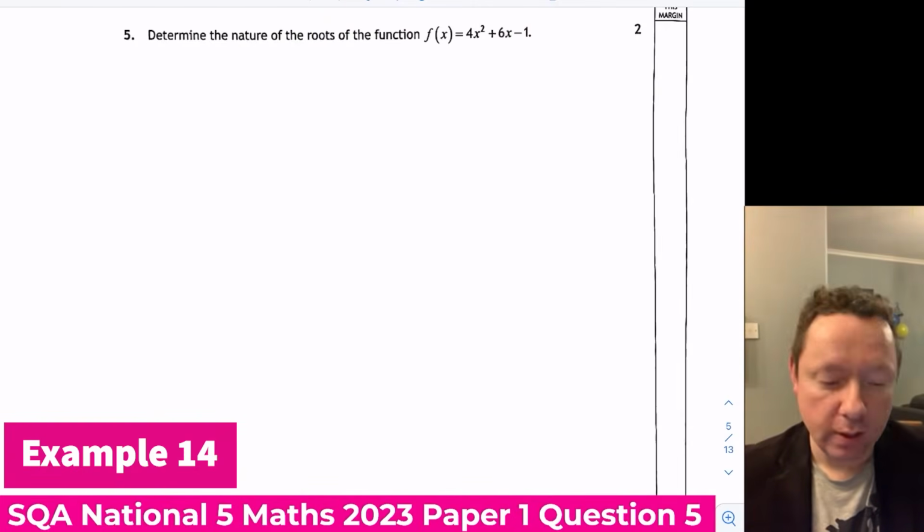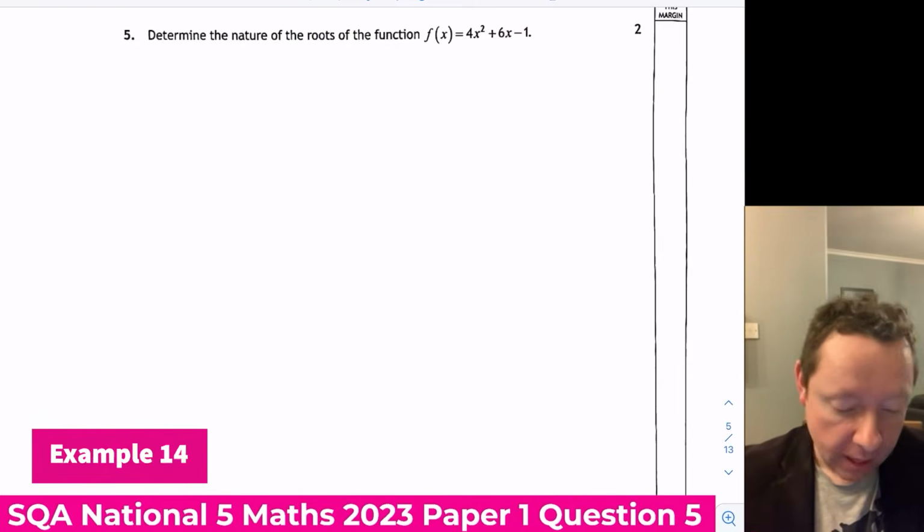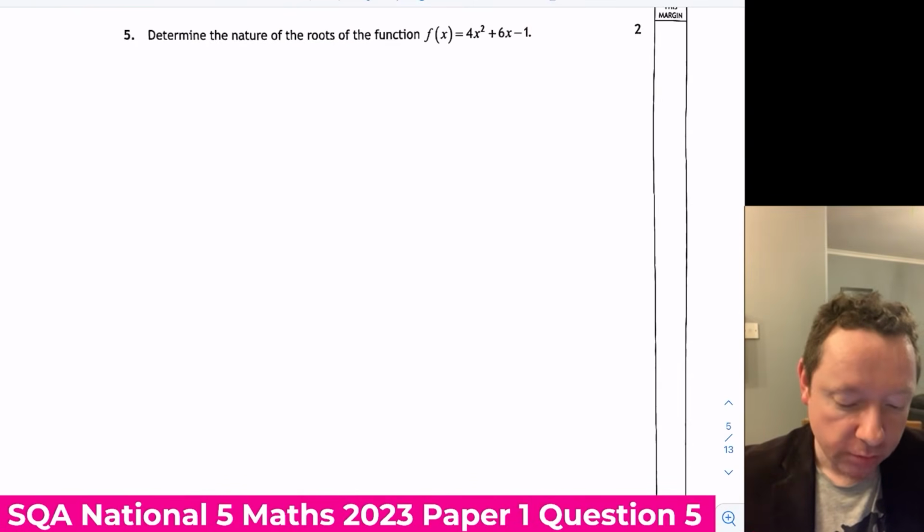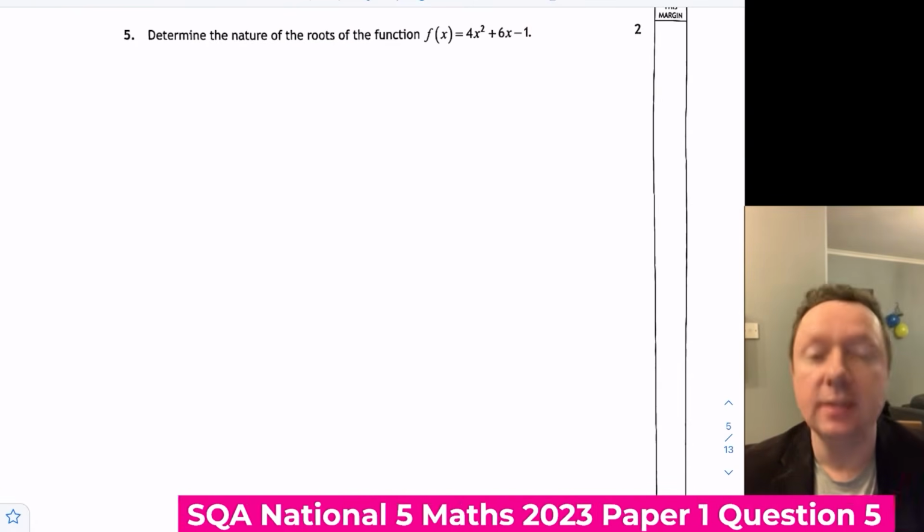SQA National 5 Maths 2023, paper 1, question 5. Determine the nature of the roots of the function 4x squared plus 6x minus 1.